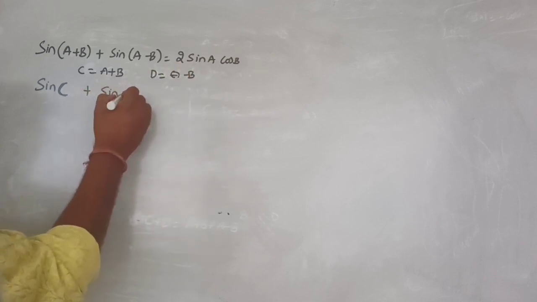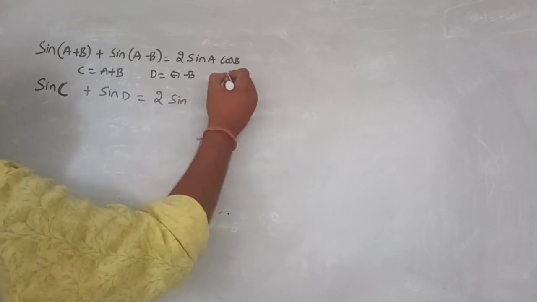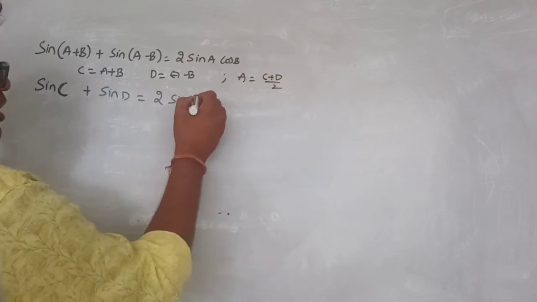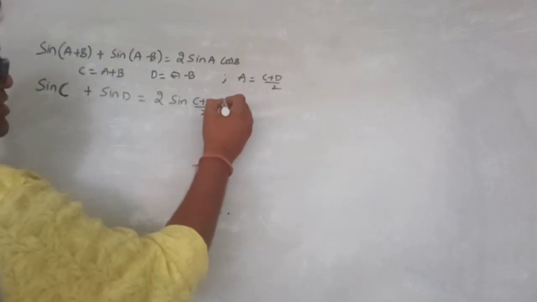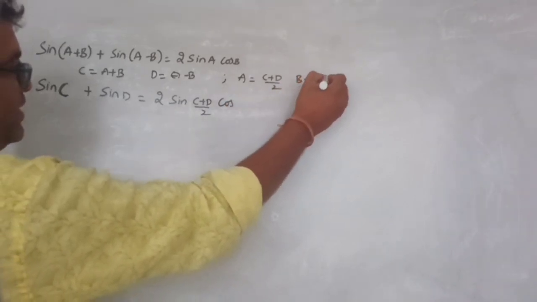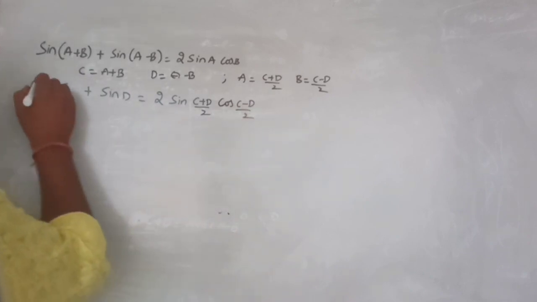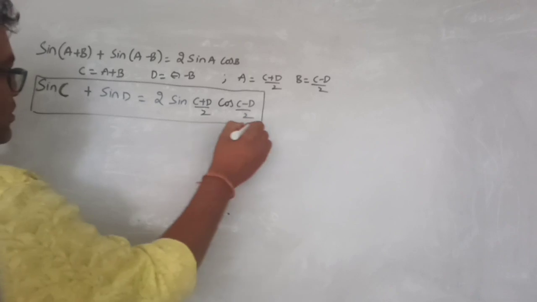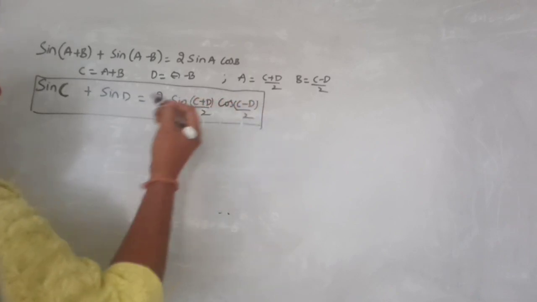is equal to 2 sin of the A value. The A value we got is C plus D by 2. So in place of A, write C plus D by 2. And cos B, the B value is C minus D by 2. So sin C plus sin D is equal to 2 sin of C plus D by 2 cos of C minus D by 2.